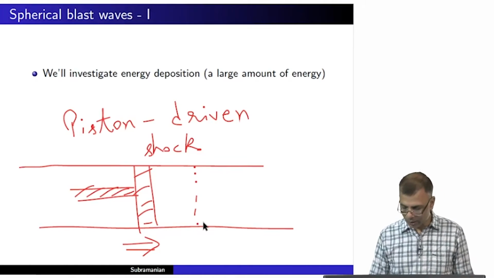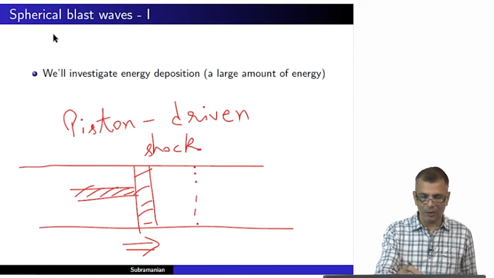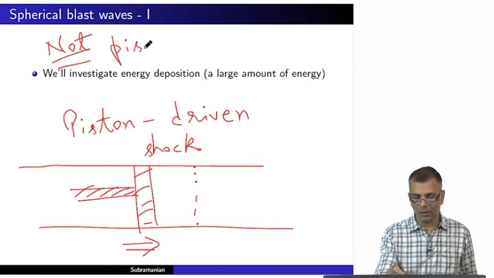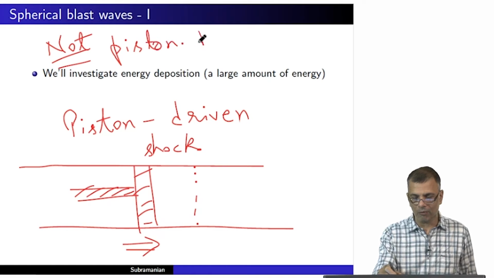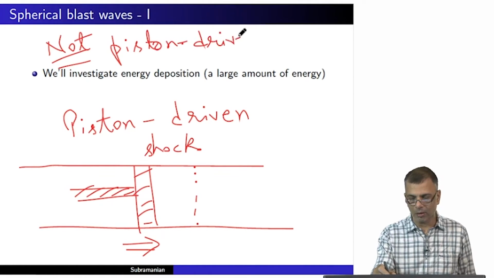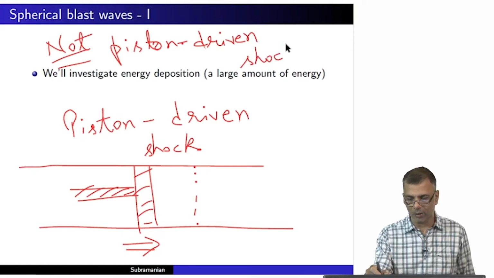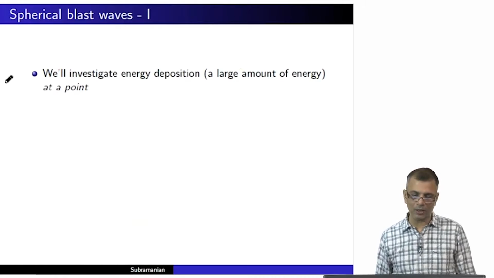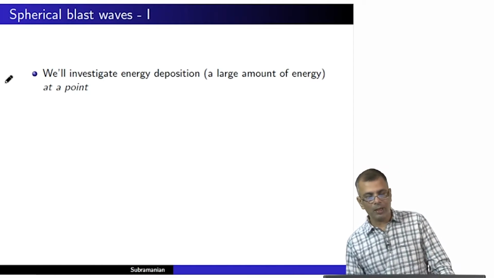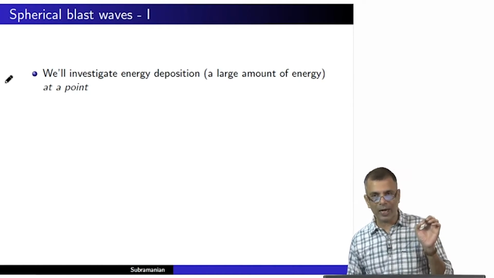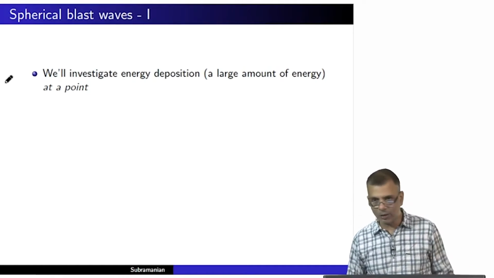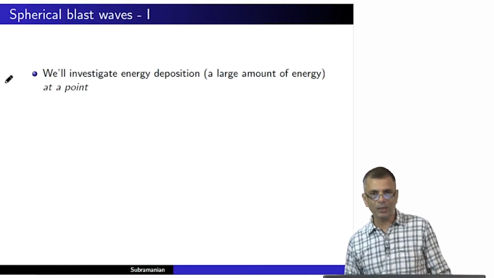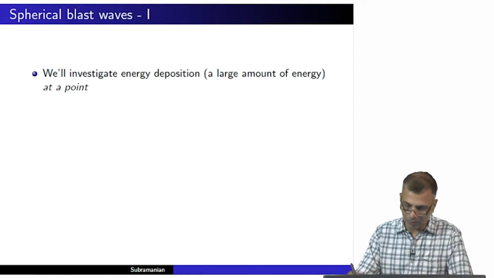However, the kind of shock we are talking about is not a piston driven shock. Okay, these are not piston driven shocks. These, on the contrary, are due to a large amount of energy being deposited at a point. Why does this also produce the shock? You remember, a shock is essentially produced due to a pressure pulse. Okay, a pressure pulse, a pressure pulse like this.